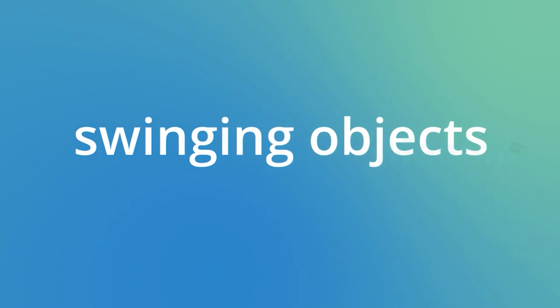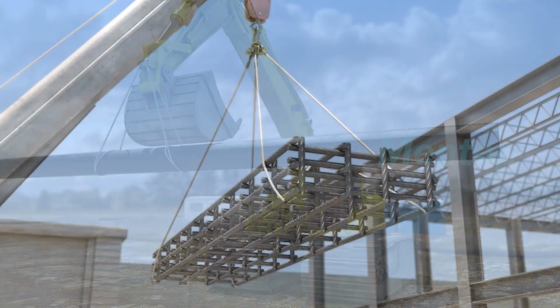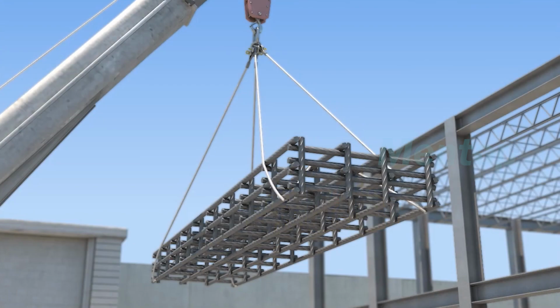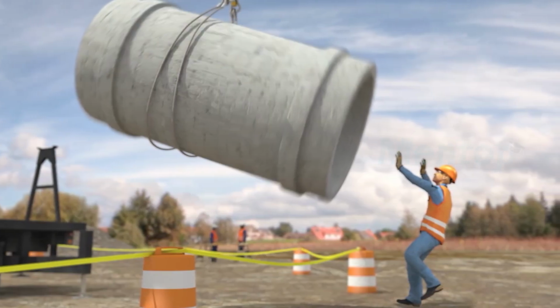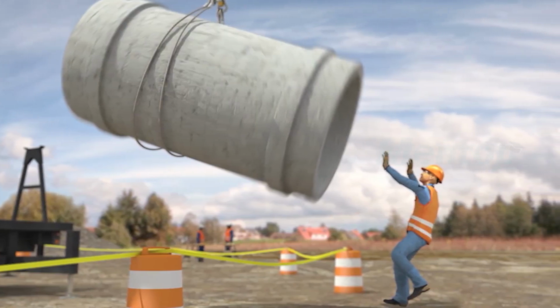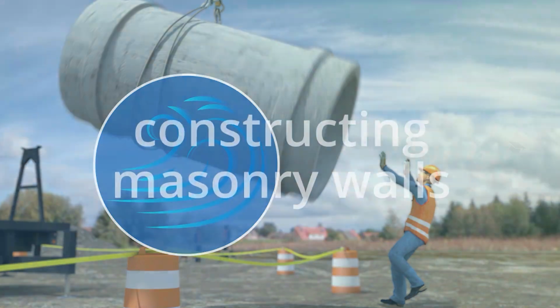Swinging objects. When materials are mechanically lifted, they have the potential to swing and strike workers. As the load is lifted, the materials may also twist or turn. This movement can catch you by surprise, and you could be hit by the swinging load. Windy conditions are especially hazardous because the load will swing even more.